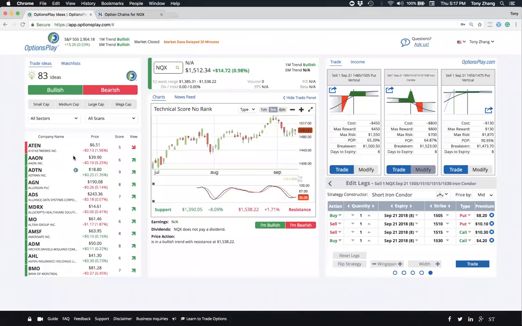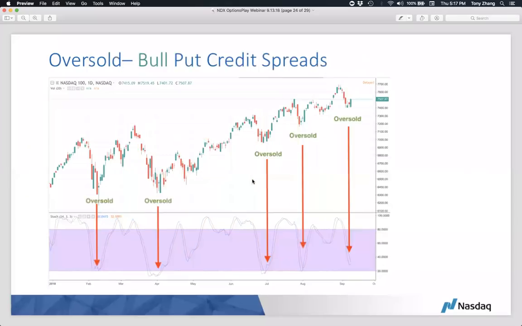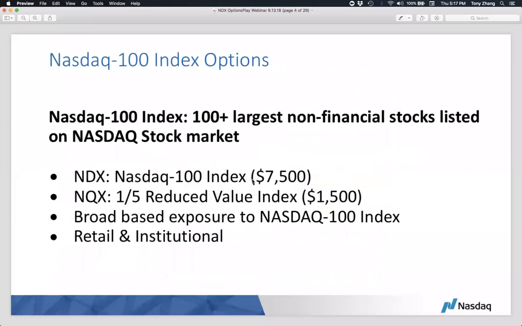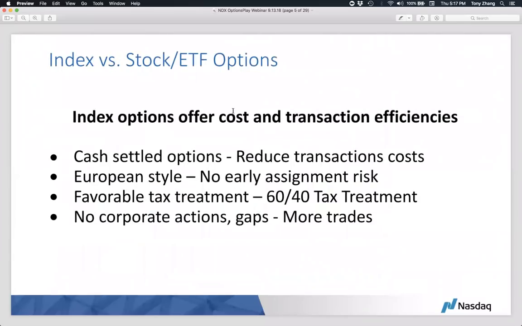What is the advantage of trading NQX as opposed to the QQQs? Great question. The difference between NQX and the QQQs is, like I said, that with trading index options, you have quite a few efficiencies. When you're trading ETFs, they're not cash settled, which means that you could potentially need to close out a trade before expiration and avoid assignment at expiration, which increases your transaction costs.